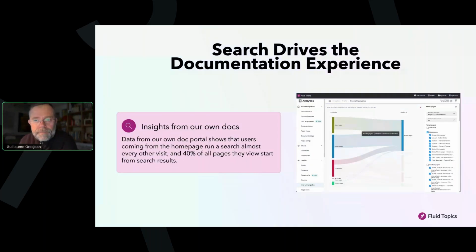What we are seeing in the data from our own documentation portal is pretty striking. When someone lands on the homepage and starts a session, they end up using the search bar about once every 2 visits, and even more telling, around 40% of all the pages people read come straight from a search result page. So monitoring and improving the search engine is not only justified, it's essential.